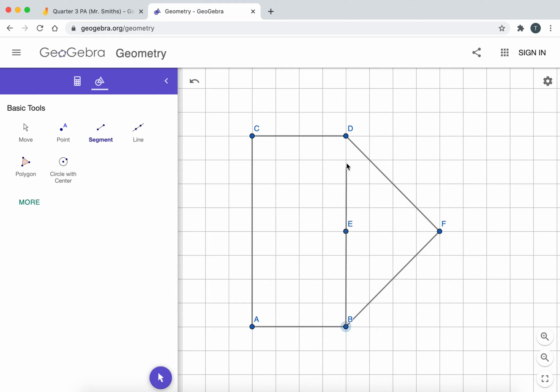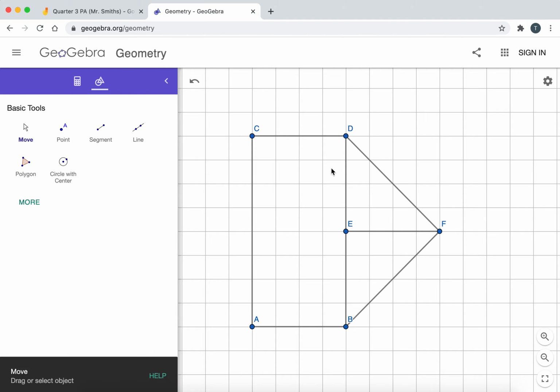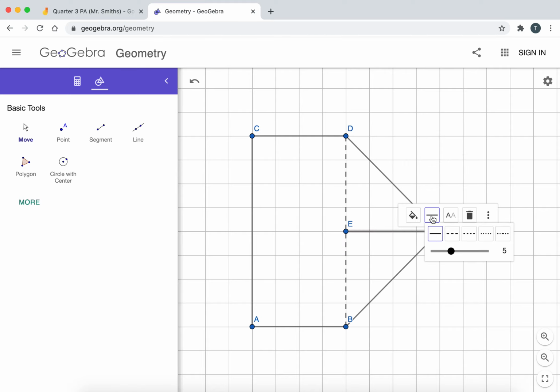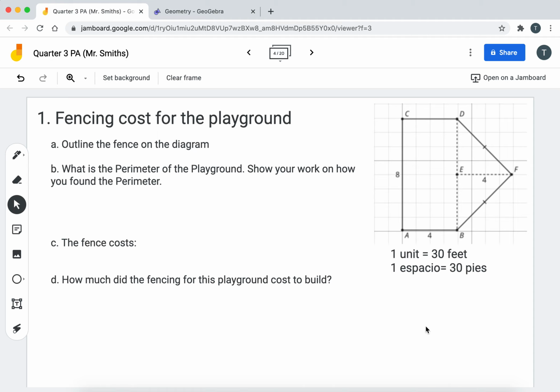So here is what this playground will look like. I'm going to change it so that I can make it look like the diagram on the PA. So now I need to find the perimeter of this playground, which means I need to count all of the segments on the perimeter.